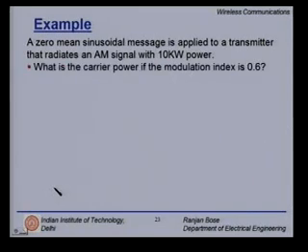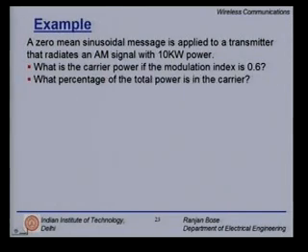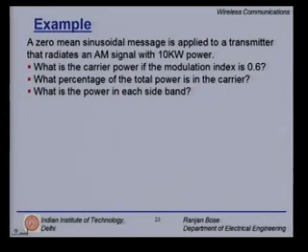Let us look at another example. A zero mean sinusoidal message is applied to a transmitter that radiates an AM signal with 10 kilowatt power. The question is, what is the carrier power if the modulation index is 0.6? Next question is, what percentage of the total power is actually in the carrier, because that is not conveying any message? So, in a sense it is wasted power. And what is the power in each sideband?